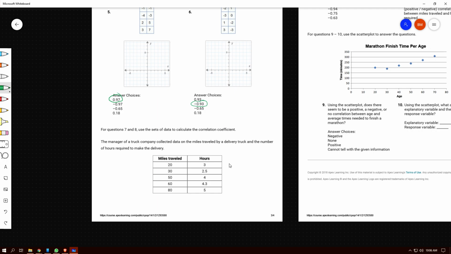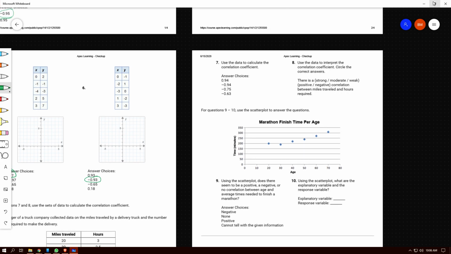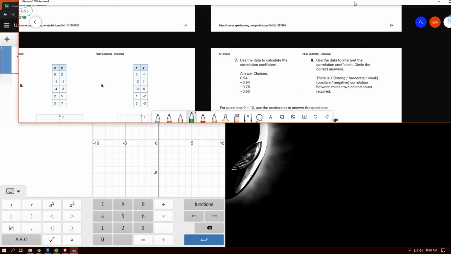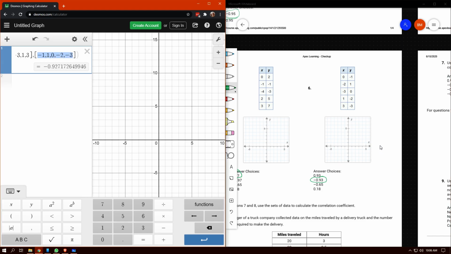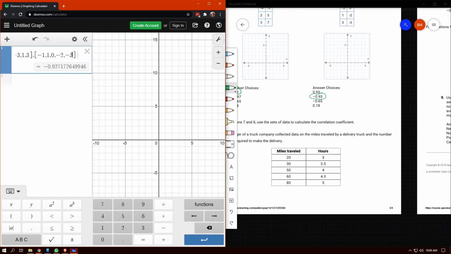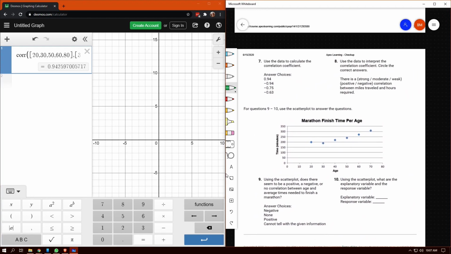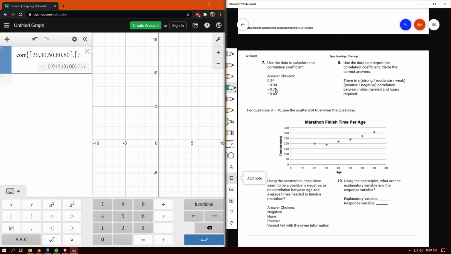The manager of a truck company collected data on the miles traveled and so on. All right, so we have to calculate the correlation coefficient. Well, we know how to do that. Cool, there we go. So I'm just going to type in my y values here. So we get 3, 2.5, and then I need to type in my x values. Excellent. So we got 0.94. So I go over here, I got 0.94. Good, that's an answer choice.